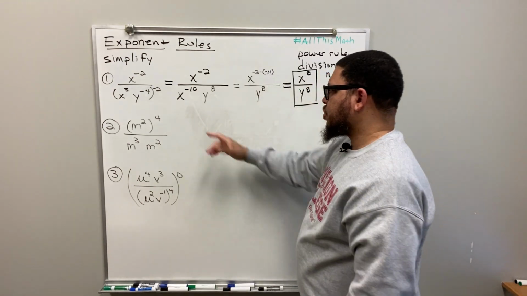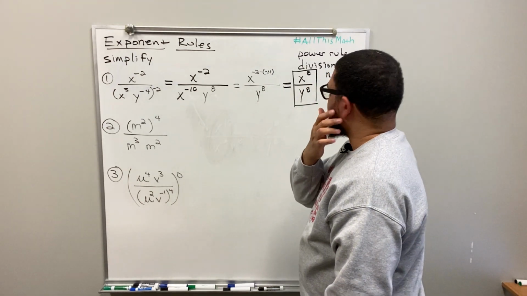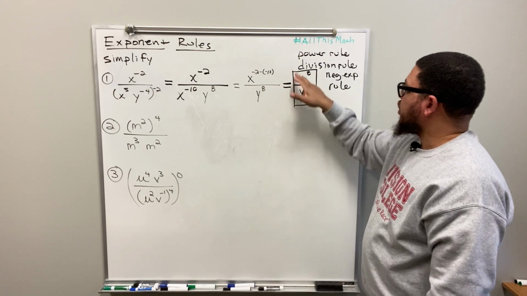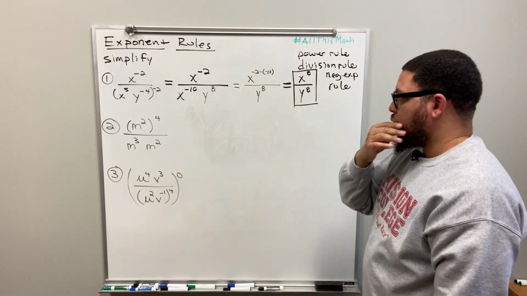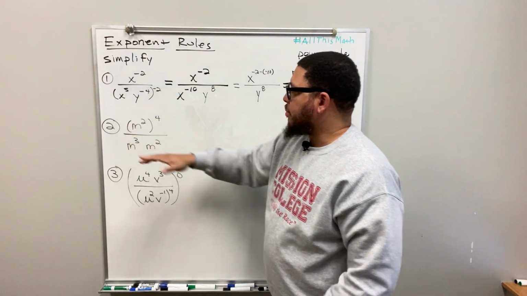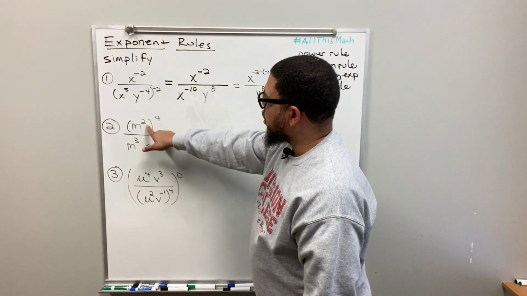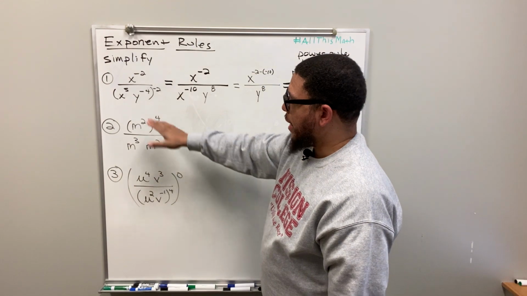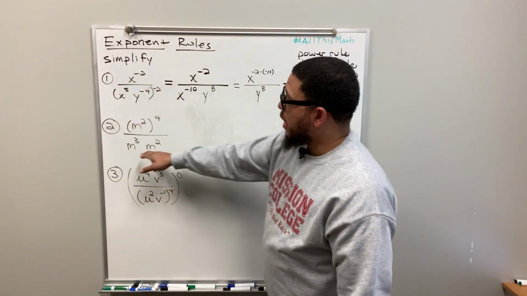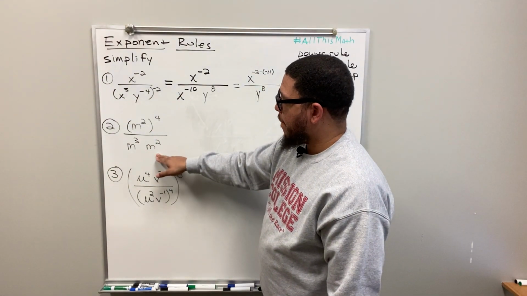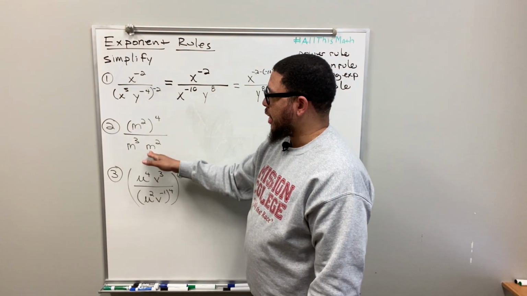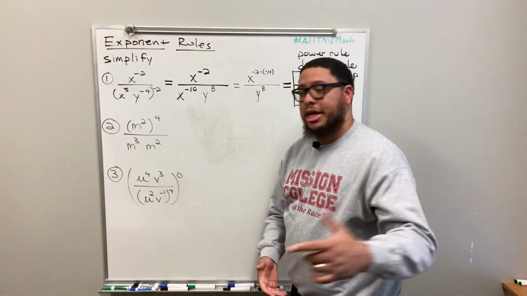Because this one involves a couple other rules that we didn't use yet. We already used the power rule, the division rule, and the negative exponent rule. Now, with number 2, I see parentheses, so I know I can use the power rule. But then down here in the denominator, I see m to the third and m to the second, so I know I can use the multiplication rule.